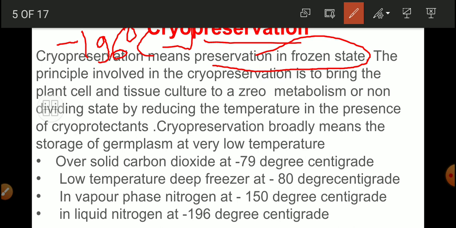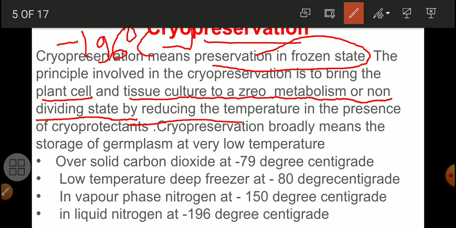The principle involved in cryopreservation is to bring the plant cell and tissue culture to a zero metabolism or non-dividing state by reducing temperature in the presence of a cryoprotectant. Keep in mind, we are going to use some chemicals in cryopreservation, and the substances used to protect the germplasm at very low temperature are known as cryoprotectants.